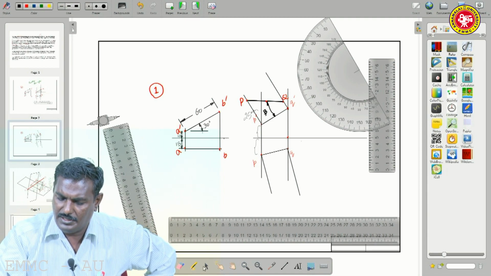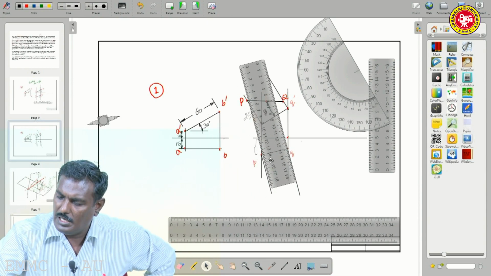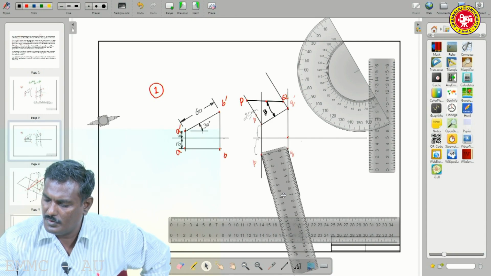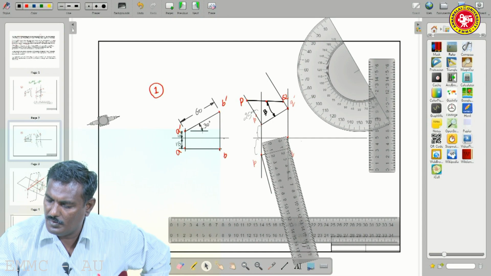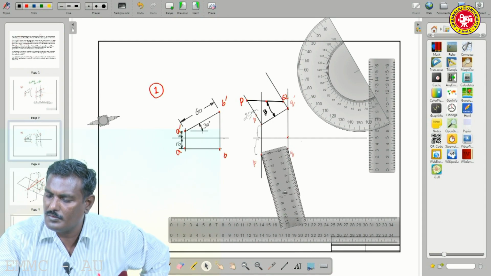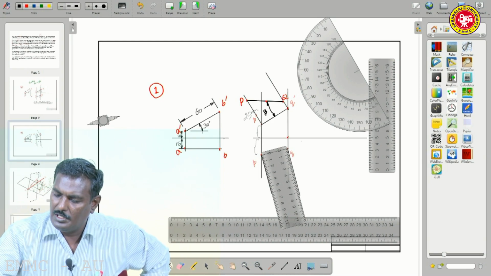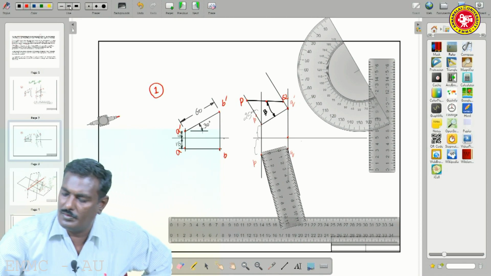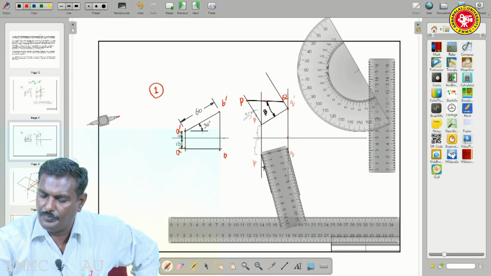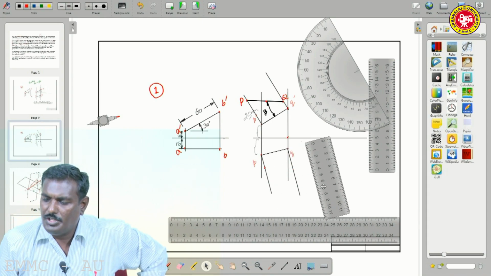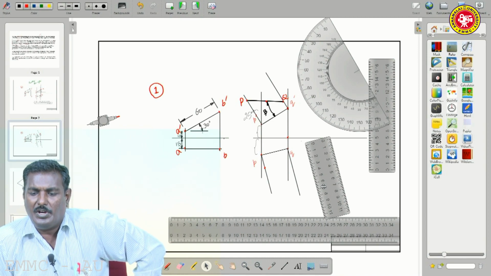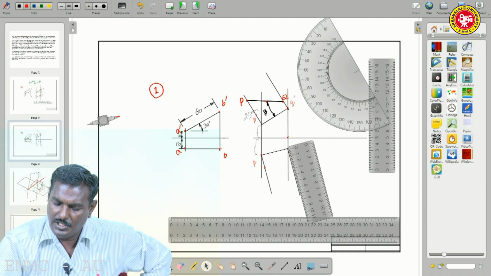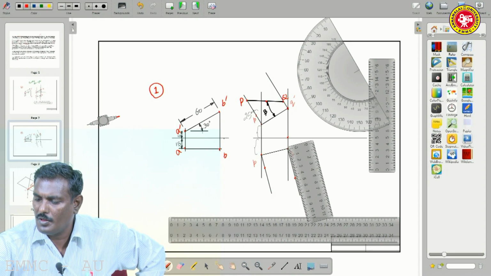Now, we have to take the scale and measure 20 mm. Measure 20 mm. So, what about Q dash? Q dash is 45 mm, yeah, here only it is 45 mm. So, now measure 45 mm in this.